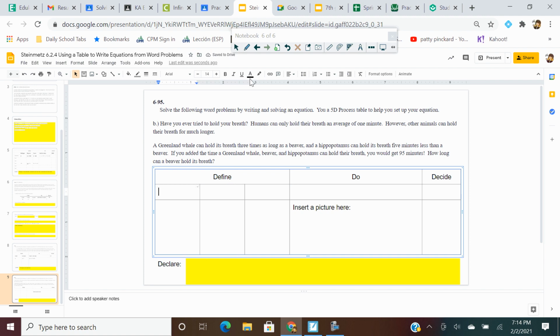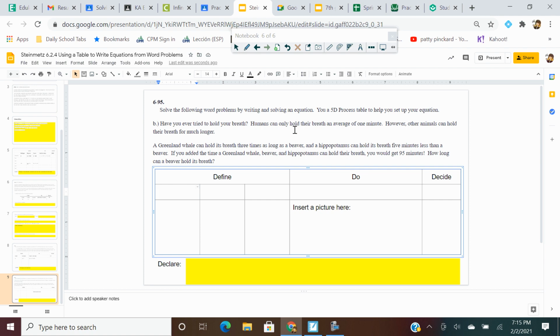Okay, have you ever tried to hold your breath? Humans can only hold their breath for an average of 1 minute. However, other animals can hold their breath for much longer. A Greenland whale can hold its breath 3 times as long as a beaver, and a hippopotamus can hold its breath 5 minutes less than a beaver. If you added the time a Greenland whale, beaver, and hippopotamus can hold their breath, you would get 95 minutes. How long can a beaver hold its breath?